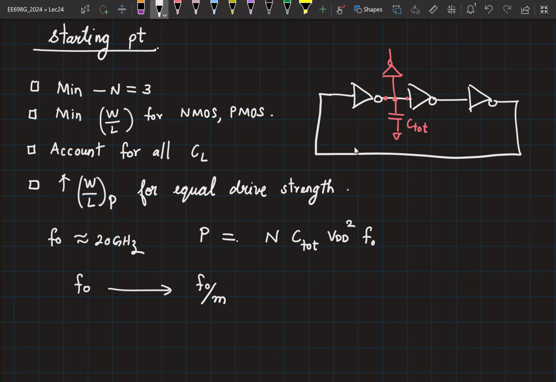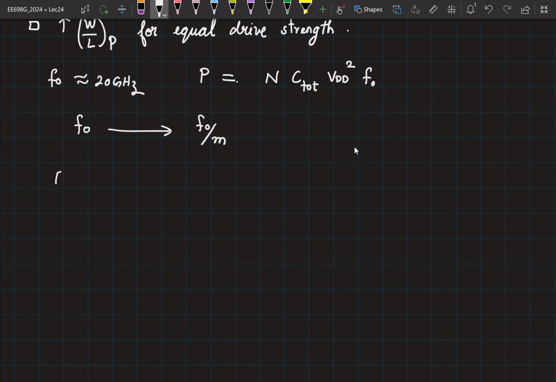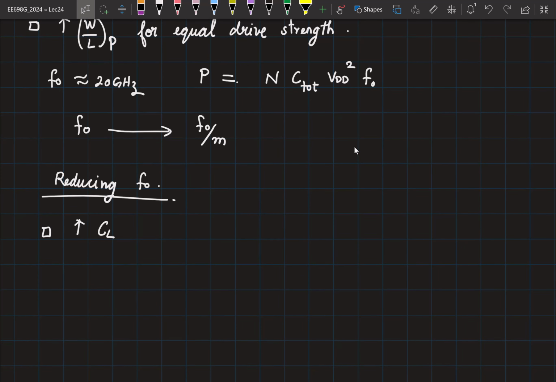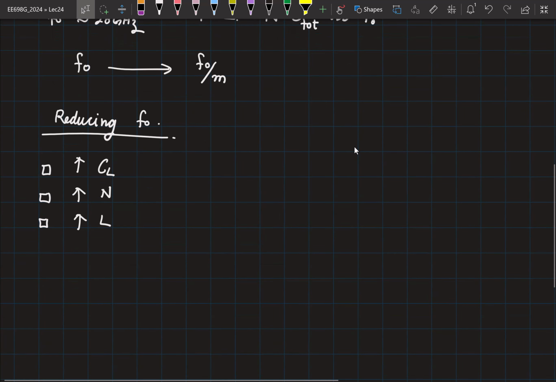And we discussed 4 methods using which we could achieve this. Do you remember the 4 methods? We can add some additional capacitance at each node, right? This would increase the delay of each stage, which would then decrease the frequency of oscillation. Or you can increase the number of stages in the ring. You could increase the length of the transistors. And finally, you can add a divider.